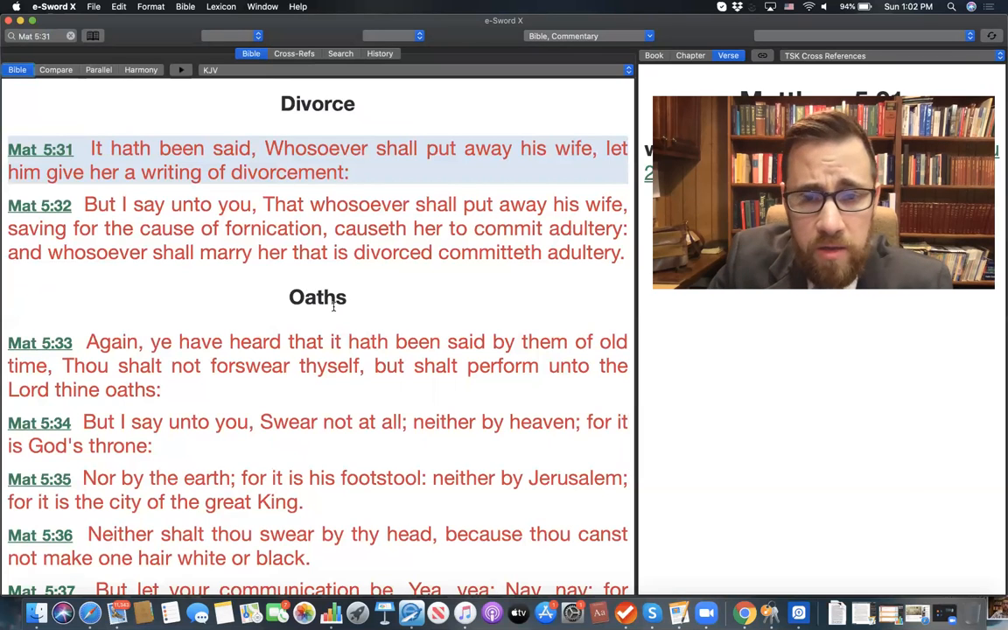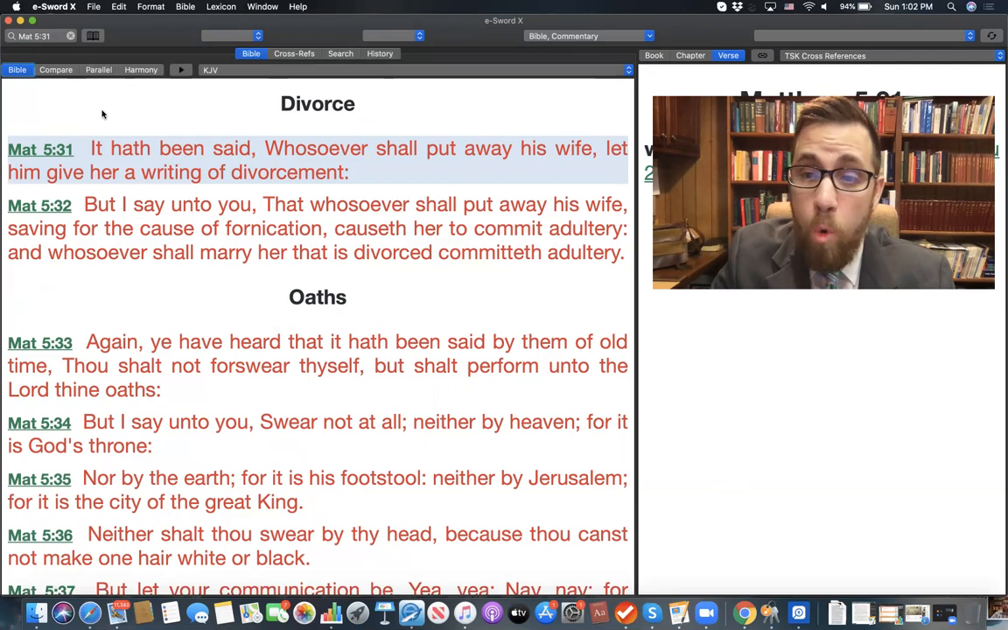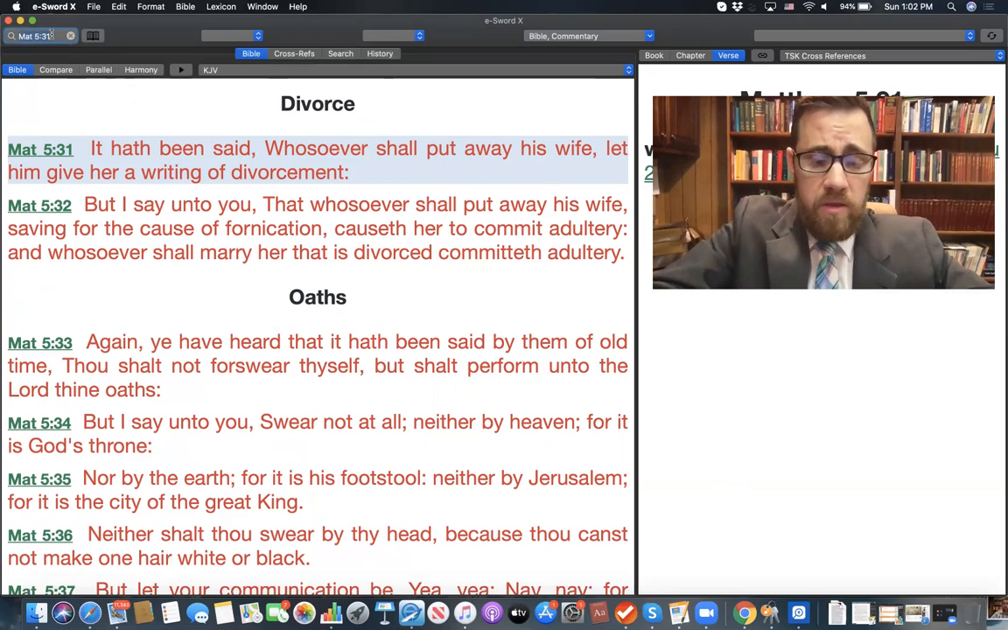So let's do verse 31 first. "It has been said, whosoever shall put away his wife, let him give her a writing of divorcement." This is going back to Deuteronomy chapter 24, which gives the Old Testament law about this. And we can look at this.